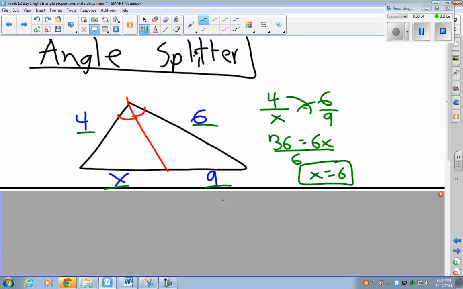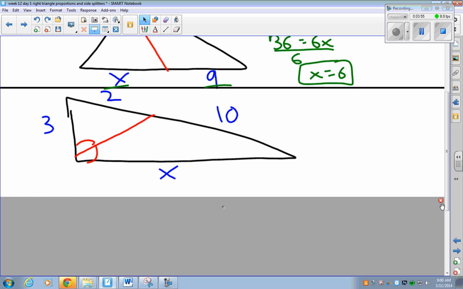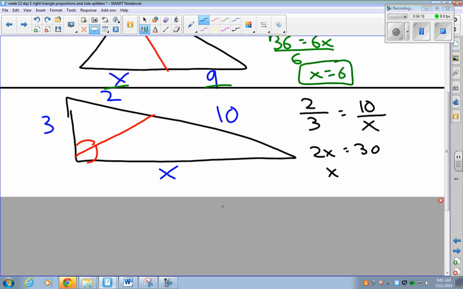If you wanted to, you could have done top left over top right equals bottom left over bottom right. And you would have gotten the same setup. Again, as long as you pair up correctly. Okay? One more example here. This one. Okay. Since I angle split it, I'm going to be able to say things are similar. So I'm going to say top left over bottom left equals top right over bottom right. And you can solve 2x equals 30, x equals 15.